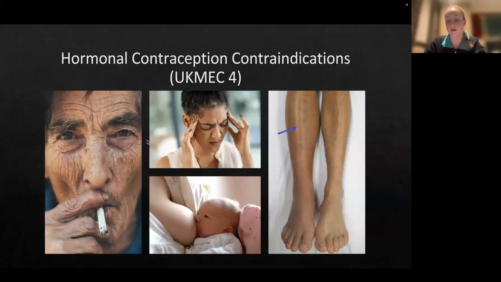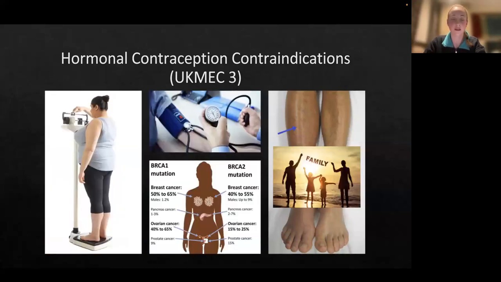Okay, in terms of UKMEC 3, so this is when you'd be advised not to give it, but it's not absolutely contraindicated. So if someone has a BMI greater than 35, and if someone has hypertension, so high blood pressure, you're really not thinking about giving it, and that's why you need to check people's blood pressure every year when they're on the pill.